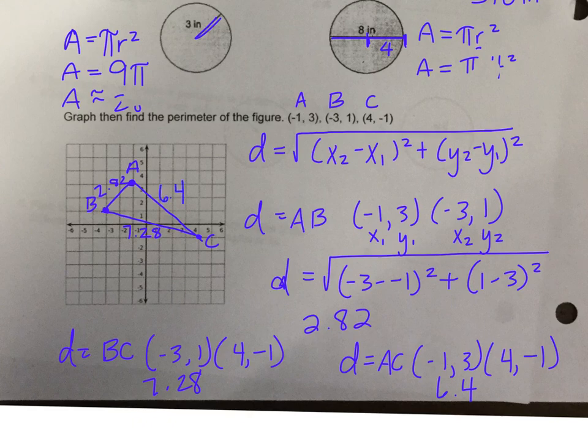So now I have lengths for each of these sides, and then we just go back to the original. How do you find the perimeter of a triangle? You add all the sides. 2.82 plus 6.4 plus 7.28. When you add those together, you get 16.5. So that's a lot of work for that one little number.